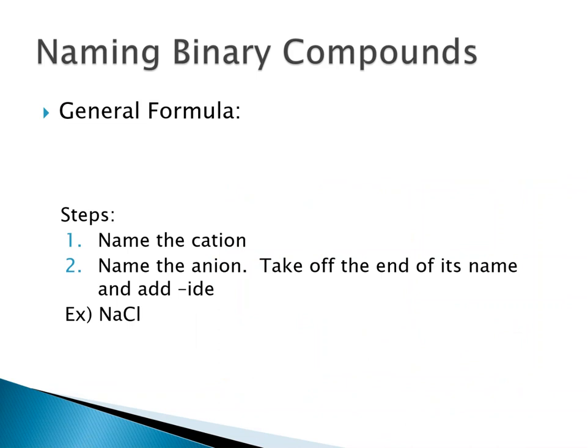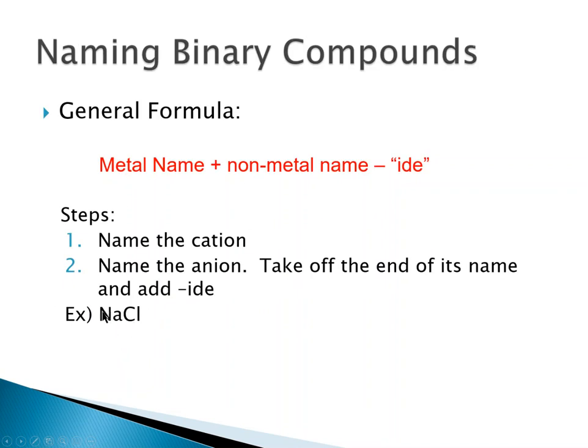Now let's talk about naming them. So when we're naming an ionic compound, all we do is write or say the metal name plus the beginning of the non-metal name with the suffix "ide." So again, 1, just name the cation. 2, name the anion, but take the end off from its name and replace it with "ide." So this compound here is sodium chloride.